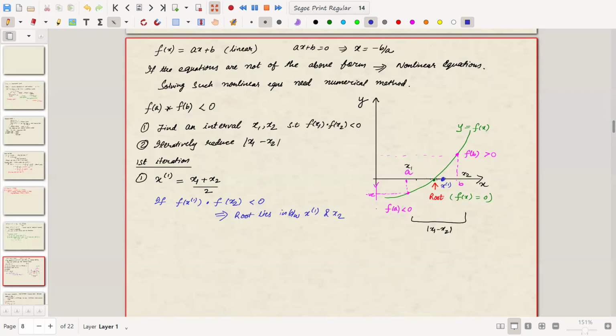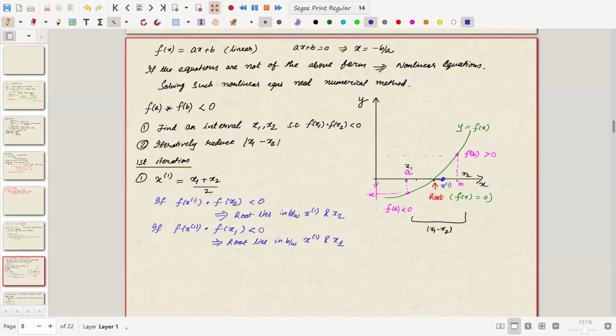Okay, fine. There can be another possibility. What other possibility is there? f of x1 times f of x superscript 1 is less than 0. It can be with the first point or it can be with the last point. Either the multiplication of this function and this is less than 0, or the multiplication of this function and this is less than 0. Two possibilities. If this is less than 0, then the root lies in between x1 and x superscript 1.